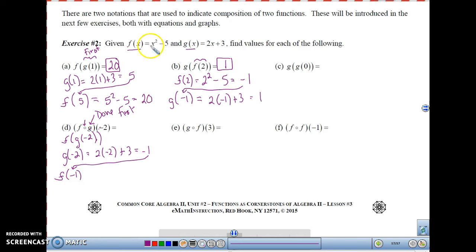f of negative 1, plug in negative 1 squared minus 5. Negative 1 squared is 1, minus 5 is negative 4. So f of g of negative 2 is negative 4.